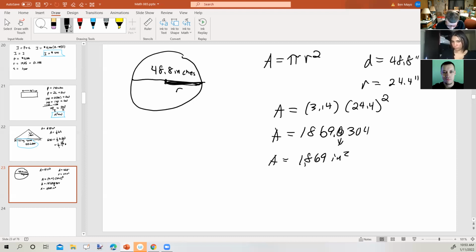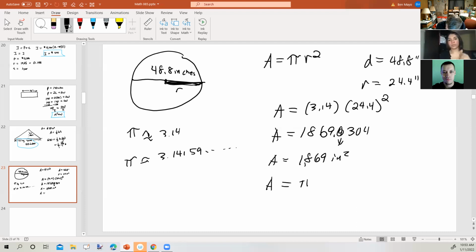Now, if I use the pi button, pi is approximately 3.14, but in actuality, it's 3.14159 and goes on and on and on. I noticed the book has the answer as 1,870. So I'm going to go back and use the pi button instead. So pi times 24.4 squared.